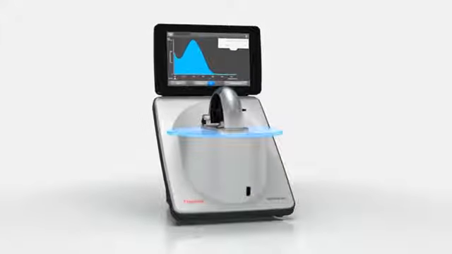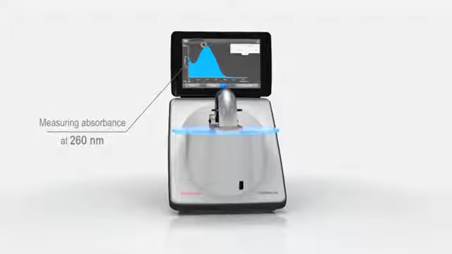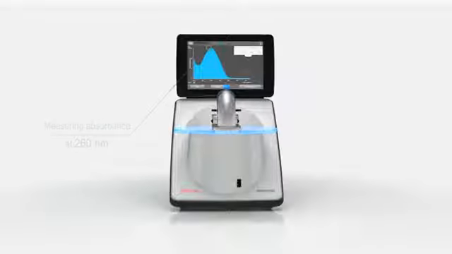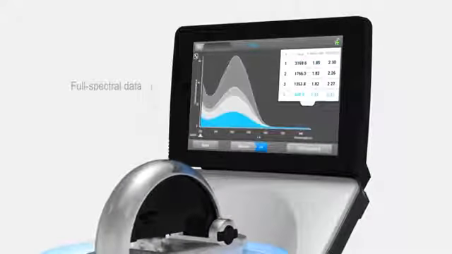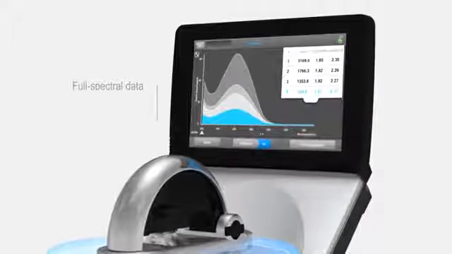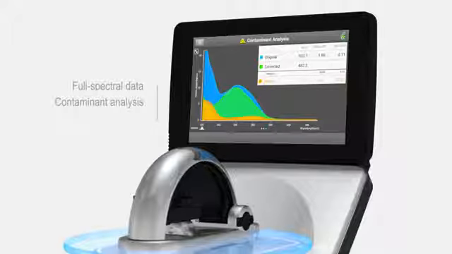The NanoDrop One instrument determines the concentration of total nucleic acid by measuring absorbance at 260 nanometers. A 1 microliter sample is loaded directly onto the measurement pedestal. A liquid column is formed and the sample's absorbance is measured. The NanoDrop instrument provides an absorption spectrum for each sample. The absorption spectrum can provide information about sample purity or presence of contaminants.